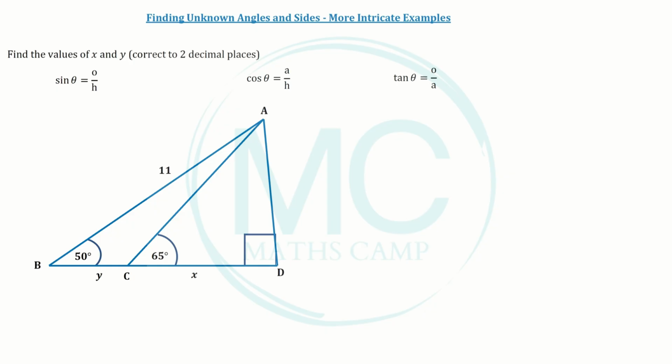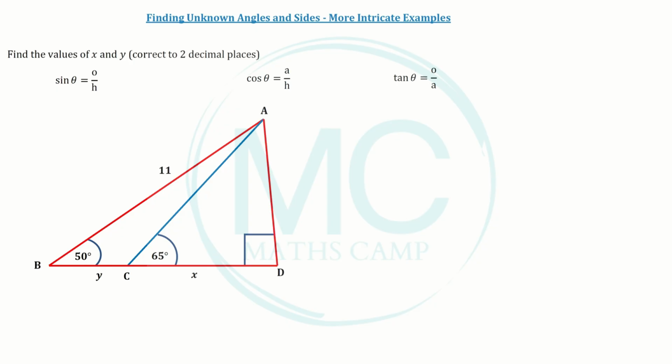So where do we start? If we look at angle D, this 90-degree angle, we can see it lies on triangle ACD, but it also lies on the larger triangle ABD. So let's make this triangle red.